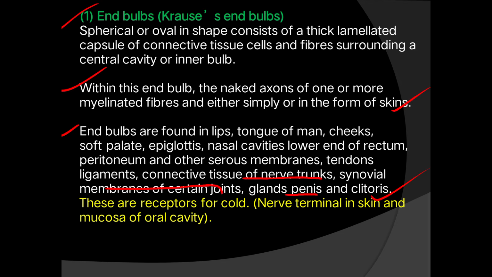So end bulbs are found in these locations, and they are the receptor for cold. They are nerve terminals in the skin, and we can also find them in the mucosa of the oral cavity.